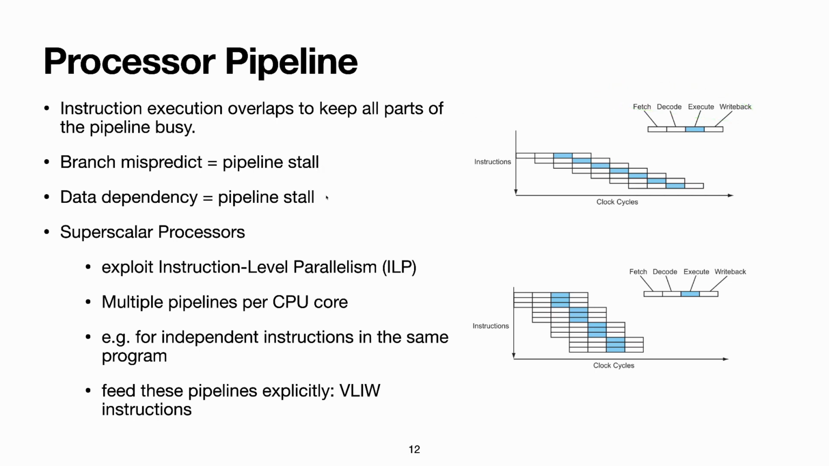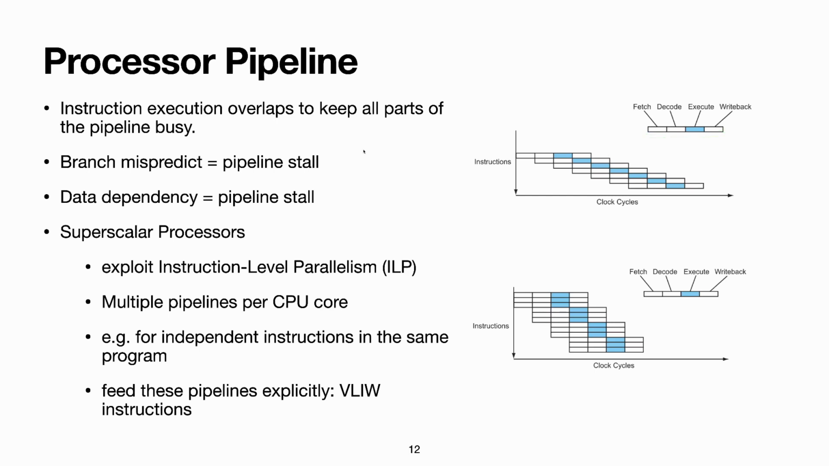Another way that pipeline stalls occur is when we have too much data dependency. So data dependency occurs whenever an instruction depends on the result of a previous instruction. Optimizing compilers will try to reorder instructions to avoid these stalls, but it's not always possible. Sometimes you just need to wait for an instruction to go through the whole pipeline before you can start on another instruction. So that is basic pipelining.